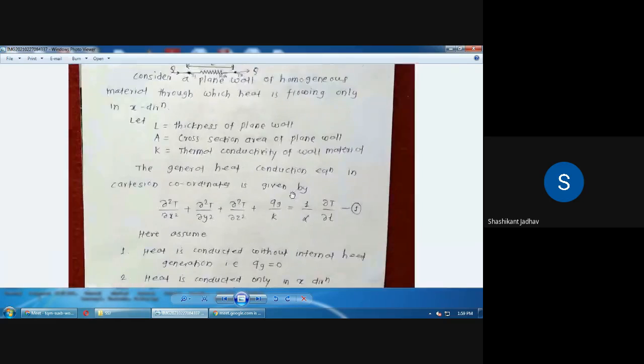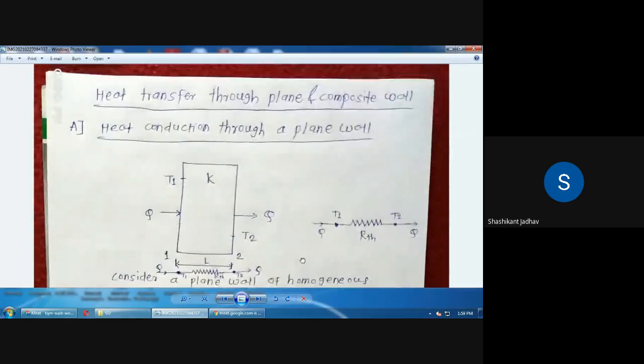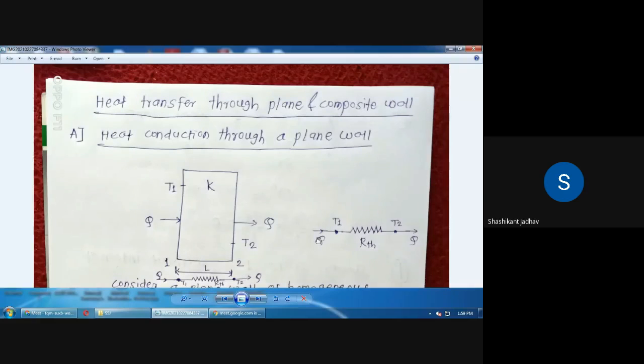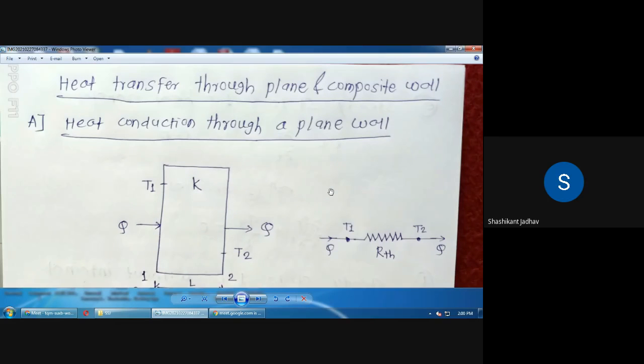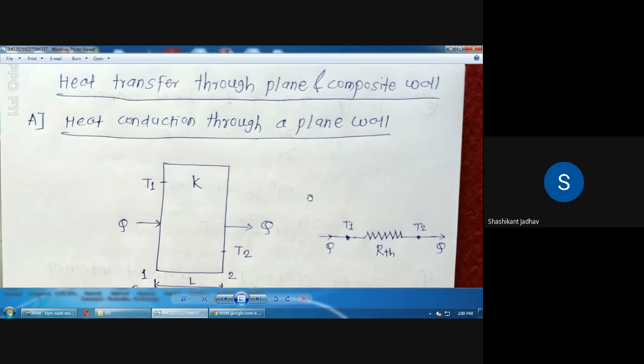Now today we have to write down the next derivation. Write down: heat transfer through plane and composite wall. So we have to calculate the rate of heat transfer through the plane wall.